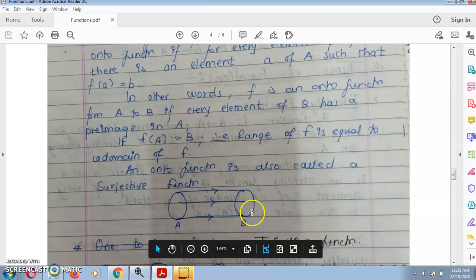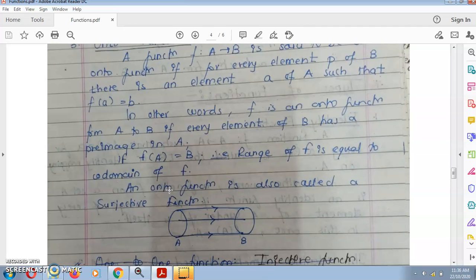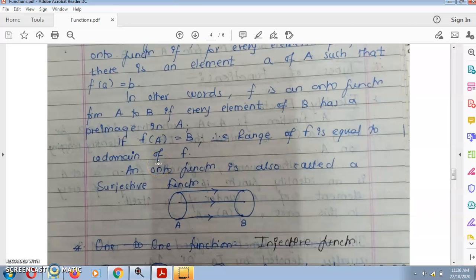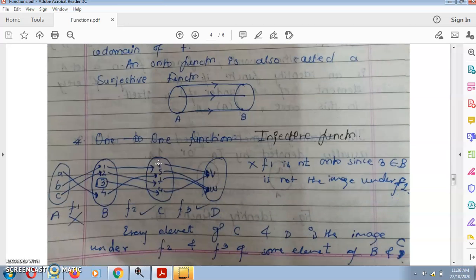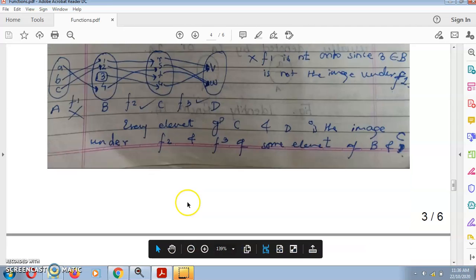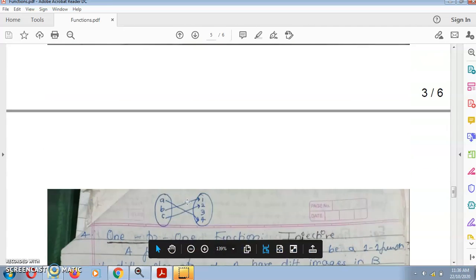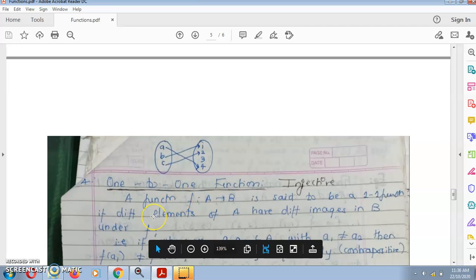So whatever the image is there, it should have a pre-image in A. So for that we call it an onto function. In other words, f is an onto function from A to B if every element of B has a pre-image in A. So then we call it a surjective function. Next we have the injective function. We'll see this later on. First we shall cover the types of surjective and injective, the one-to-one function.